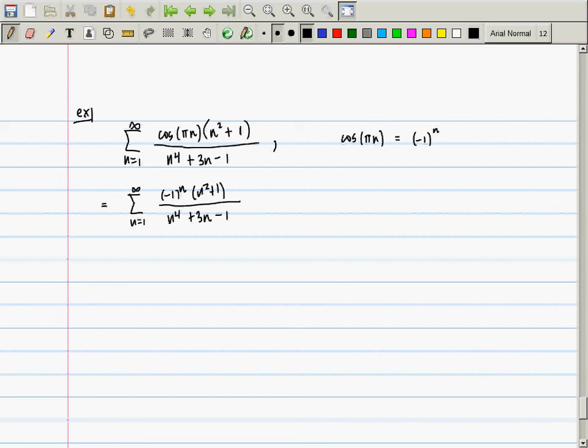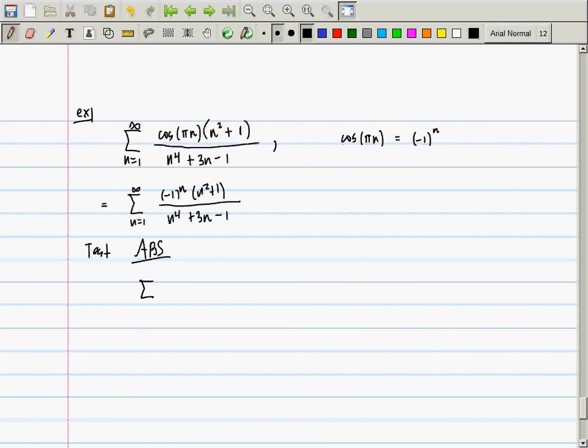Okay, but look. If you ignore the alternating term, the numerator behaves like a polynomial of order what? 2. And the denominator behaves like a polynomial of order what? 4. So altogether, as n gets really big, it starts behaving like a rational function, 1 over n squared. That's what it behaves like. Because we're going to test absolute convergence first.